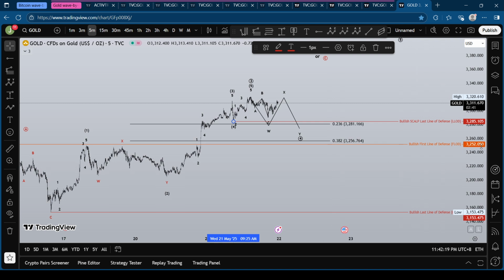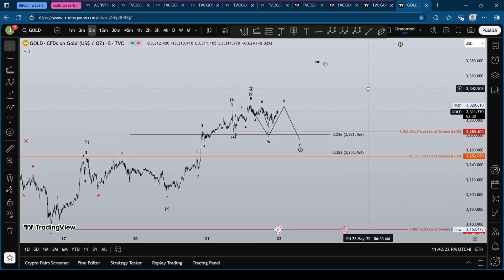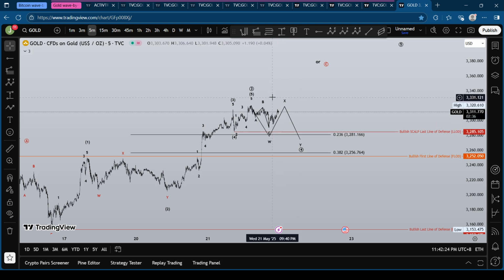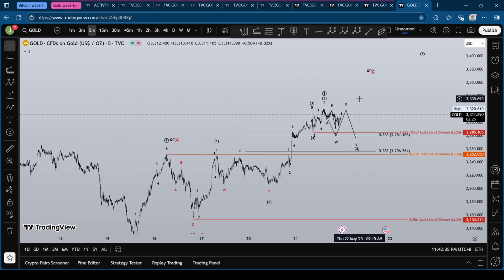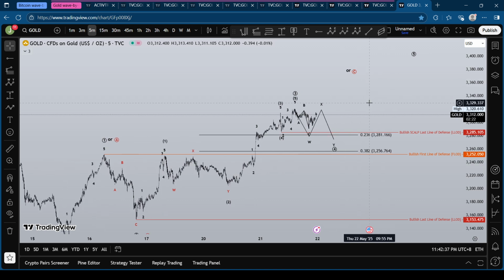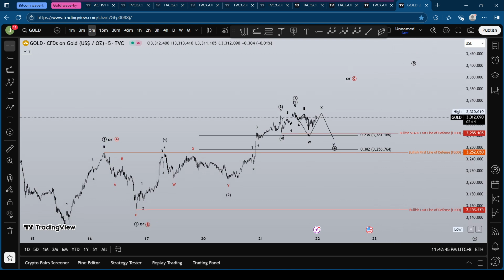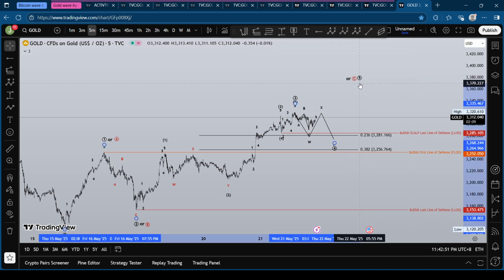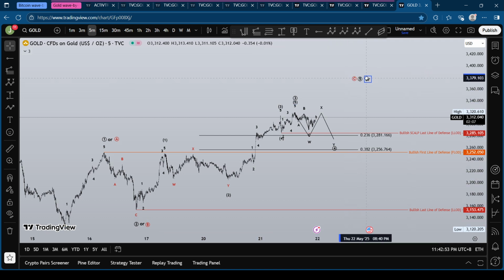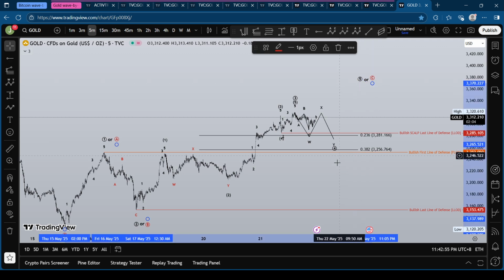So if you are a scalper or intraday, there are 2 possible setups. One, a sweep of the bullish last line of defense, and the other one is above the bullish last line of defense to continue the internal waves of the encircled wave 5. Okay? So that's the situation now for the gold. We are on a retracement, and that retracement is just the wave 4.